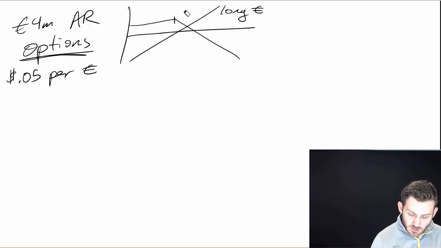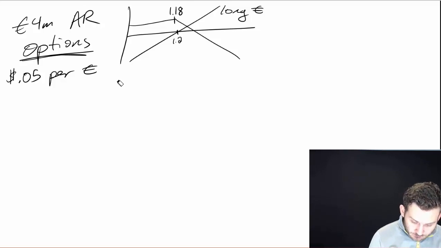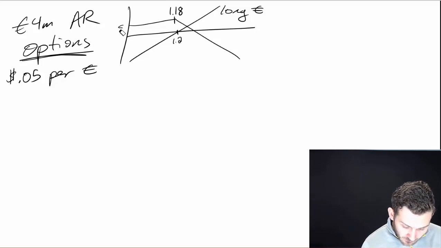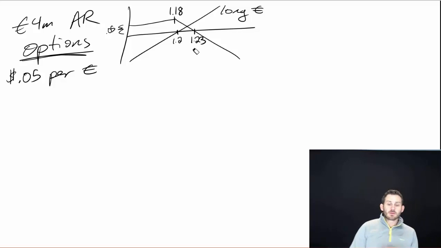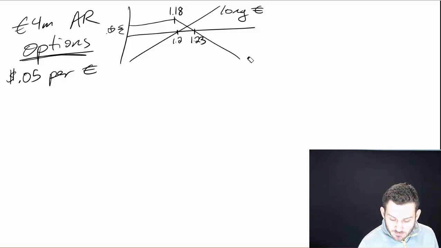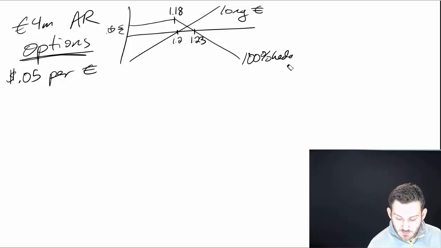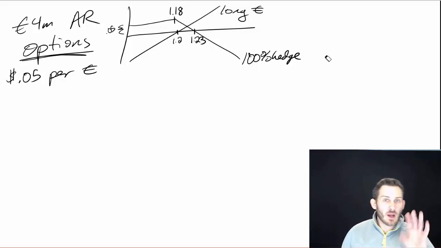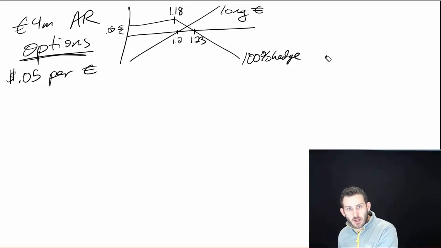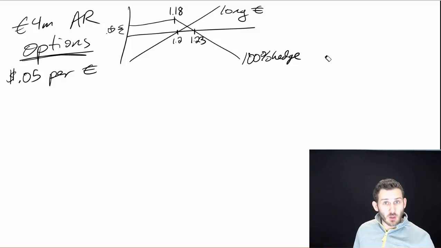Let's say that spot is at 120, our strike is at 118, and our premium amount is 5 cents. So we know that break even is at 123. This would assume we could have done this at a 100% hedge, and we could have bought an option on every single one of those euros that we're going to be getting. That's one way we could have done it.